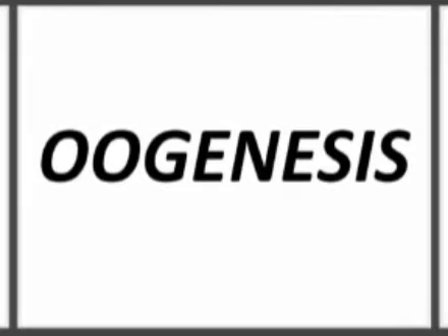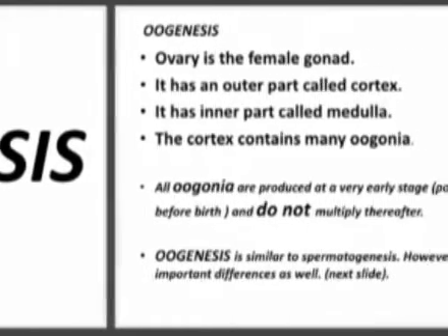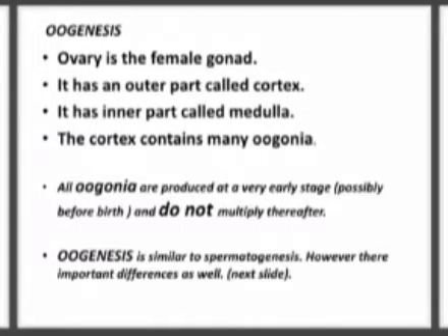अब I'm going to start the oogenesis, the formation of the oocytes, the female gametes. Oogenesis. Ovary is the female gonad. Testis male gonad है. Ovary is the female gonad. It has an outer part called cortex. It has inner part called the medulla. The cortex contains many oogonia.